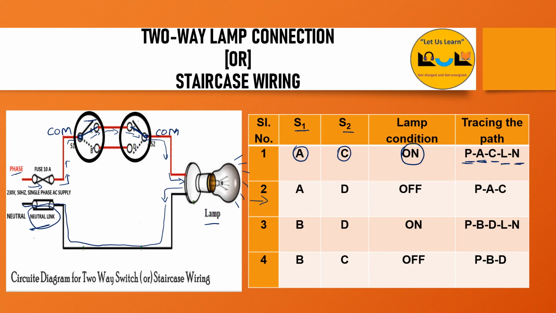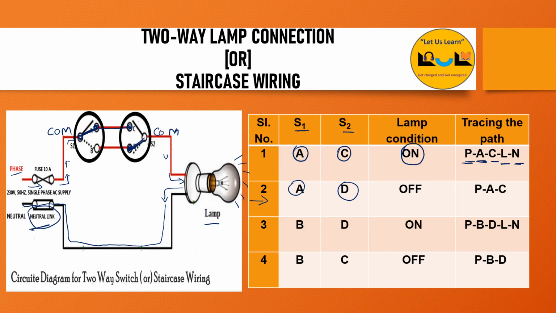Then for the second case, S1 is connected to A and S2 is connected to D. Let us see what will happen. So S1 is connected to A in this position, and S2 is connected to D. This is the connection to the D terminal of S2. The current will flow to A and then up to this terminal. But here it is open. There is no connection between C and this terminal. It is open because the switch is connected like this.